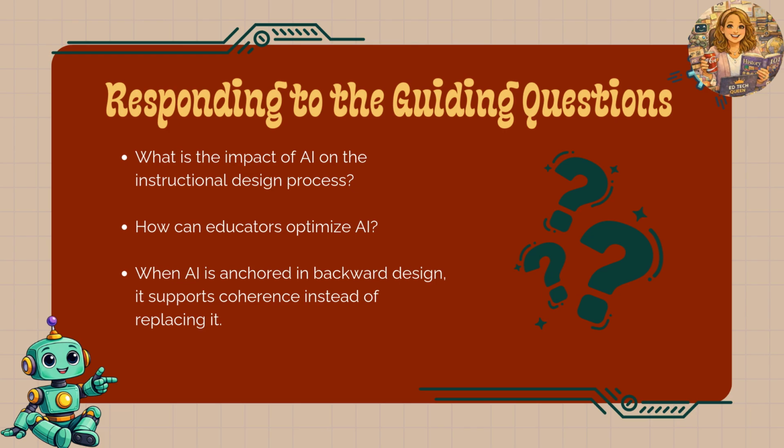The second question, how can educators optimize AI? Optimization starts with clarity. AI works best when we already know the standard, the objective, and the cognitive level we're targeting. It requires reviewing outputs carefully. It requires protecting student data, and it requires remembering that AI drafts, it doesn't decide. When AI is anchored in backward design, it supports coherence instead of replacing it.